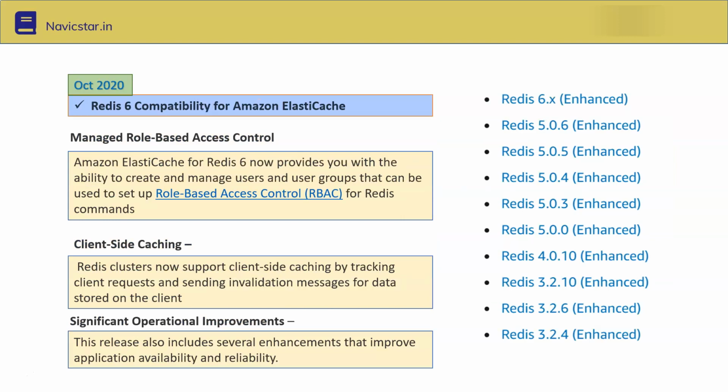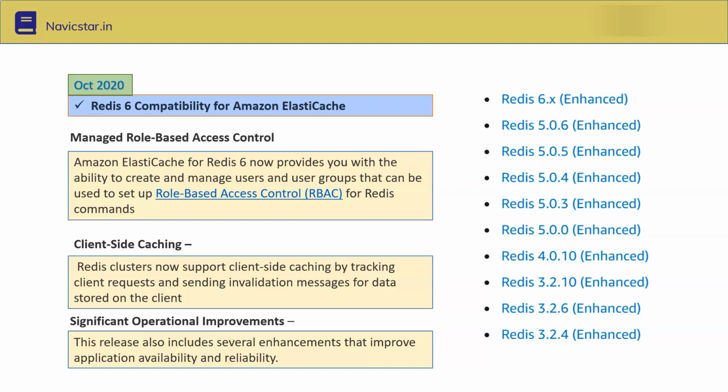Next thing is Redis 6 compatibility for Amazon ElastiCache. So Redis has different versions which are available till now, starting from 2 actually, and then 3, 4, 5 and 6. So 6 is now available for Amazon ElastiCache. Redis, we all know, is used for memory caching in ElastiCache functionality and features. So you can create a Redis cluster and utilize it. So it is launched for Amazon ElastiCache compatibility, and it is coming with the following features.